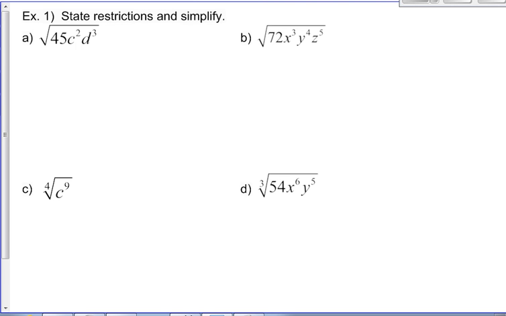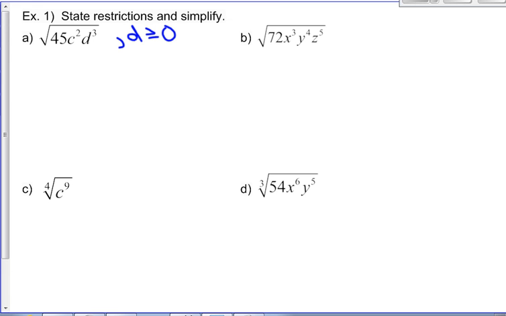So first of all, in this one, I can put anything in for c. That's no problem, because even a negative number will get squared, and it'll be fine. I cannot put in negative numbers for d, because that would cause my whole thing to be negative. So the restriction is d is greater than or equal to 0.